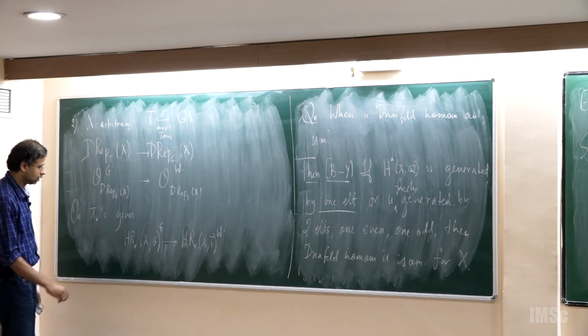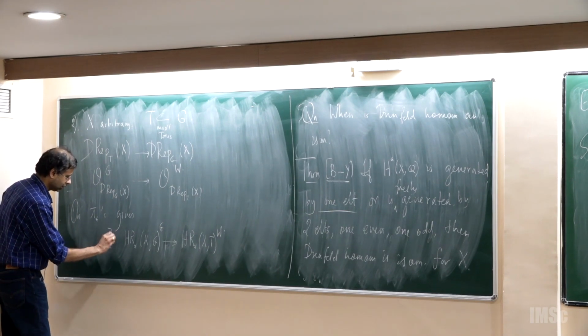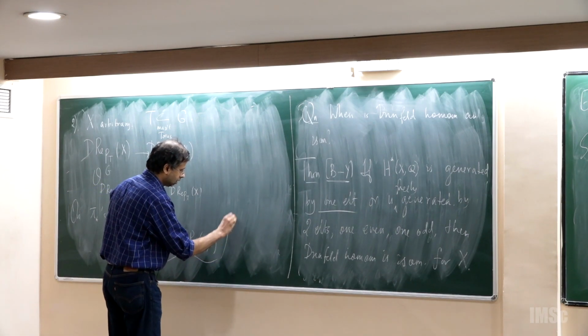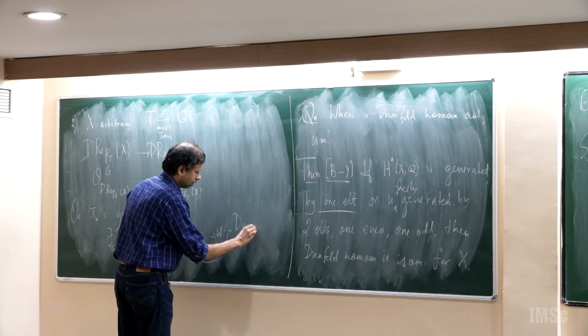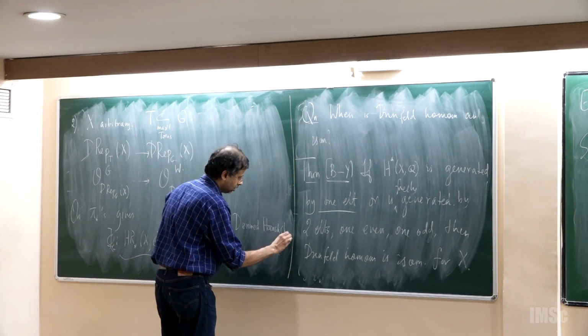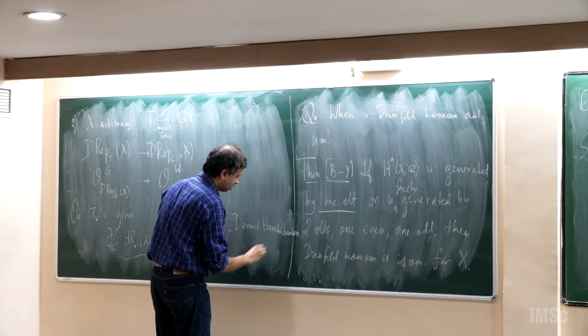Right, like this. So this map I call phi G. So we call this the derived Harishchandra homomorphism.